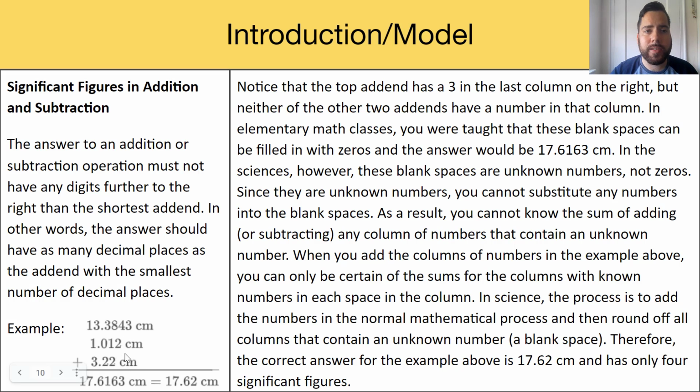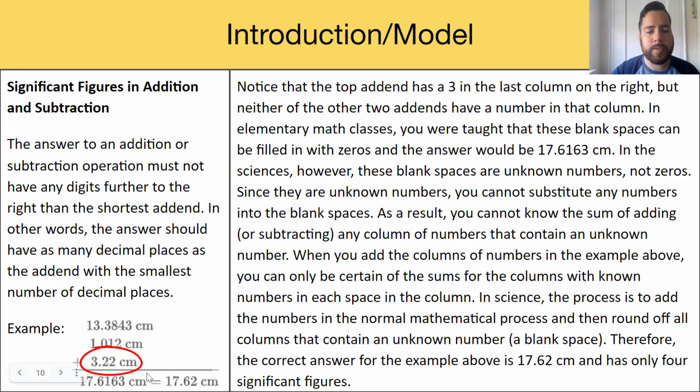In science, when adding these up together, we actually do not know those places. We are uncertain about their value. So therefore, our final answer should have as many decimal places as our addend with the smallest amount of decimal places. So that is this number right here, 3.22. That has 2 decimal places.